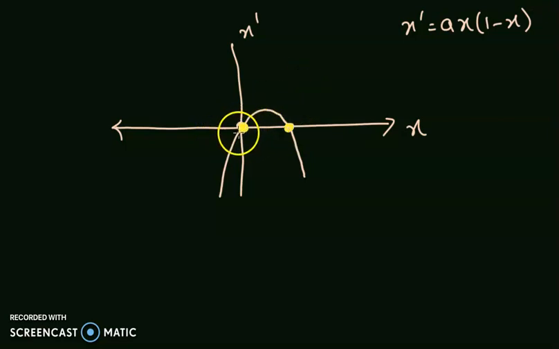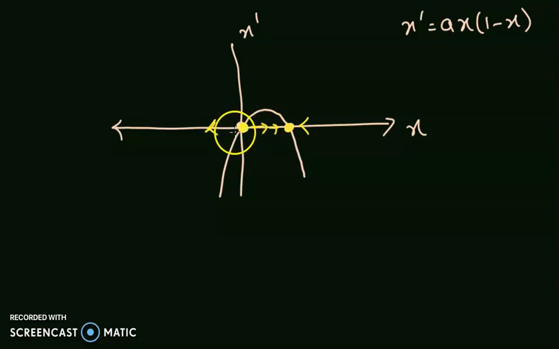So when x is less than 0, x prime is negative, therefore the trajectories, the motion, is directed towards left. And then when x is greater than 0 and less than 1, x prime is positive and motion is directed towards right. And when x is greater than 1, x prime is negative, so the motion of the particle should be directed towards left.